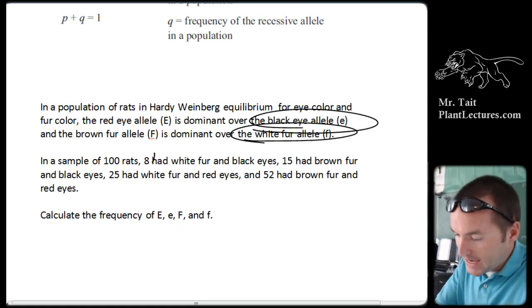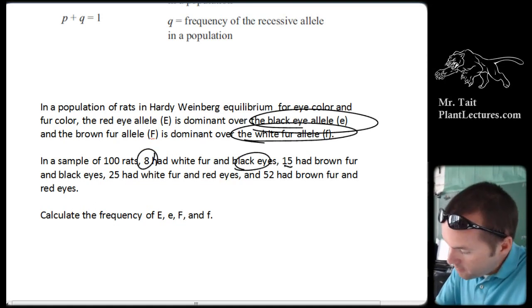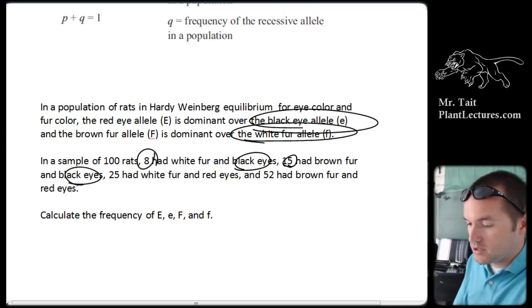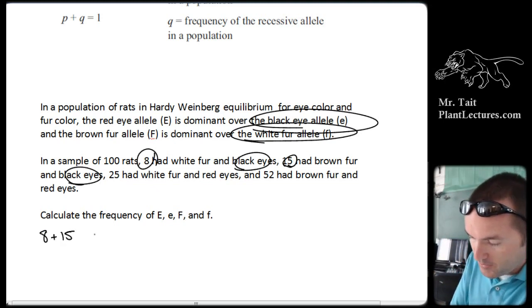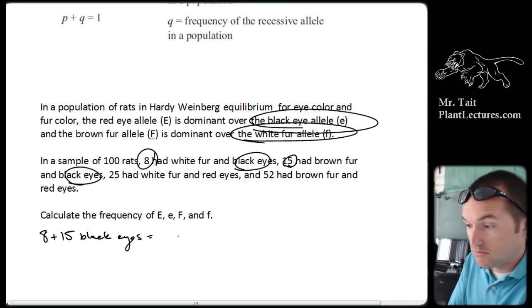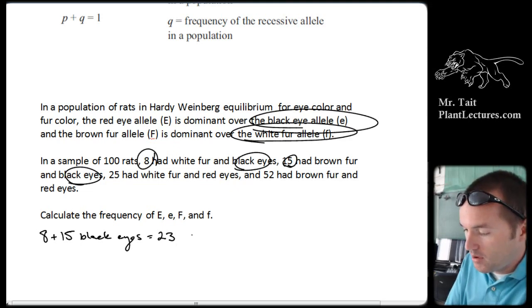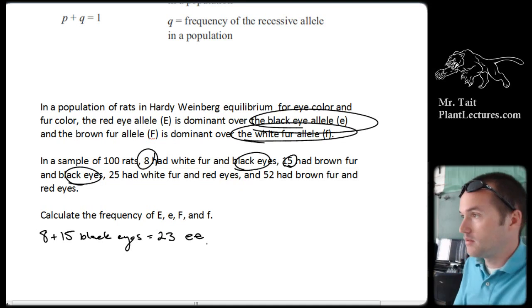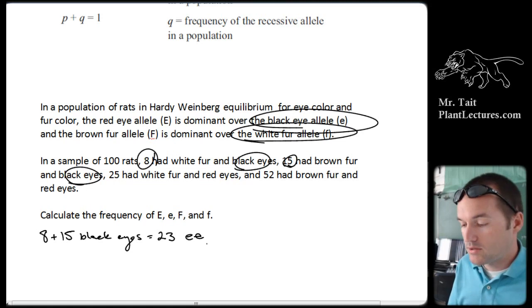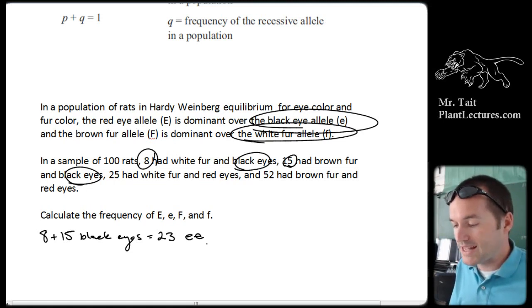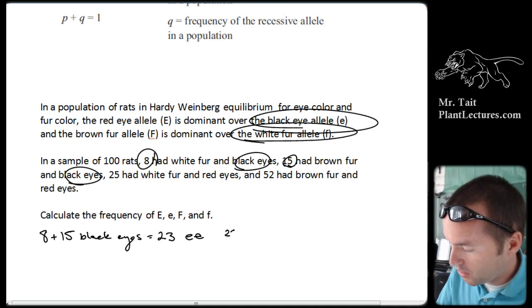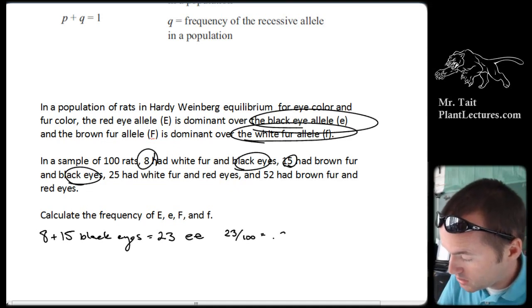So I find the recessive phenotypes, which are black eyes and white fur, right? And so I say, okay, 8 of them have black eyes, 15 of them have black eyes. So that's 8 plus 15 that have black eyes, which is 23, right? So 23 of them are little e. Following so far? Okay, so that's Q squared. So now I need to just figure out the frequency. So how many total rats were there? 100. So I say 23 divided by 100. That gives me 0.23, which is equal to Q squared.